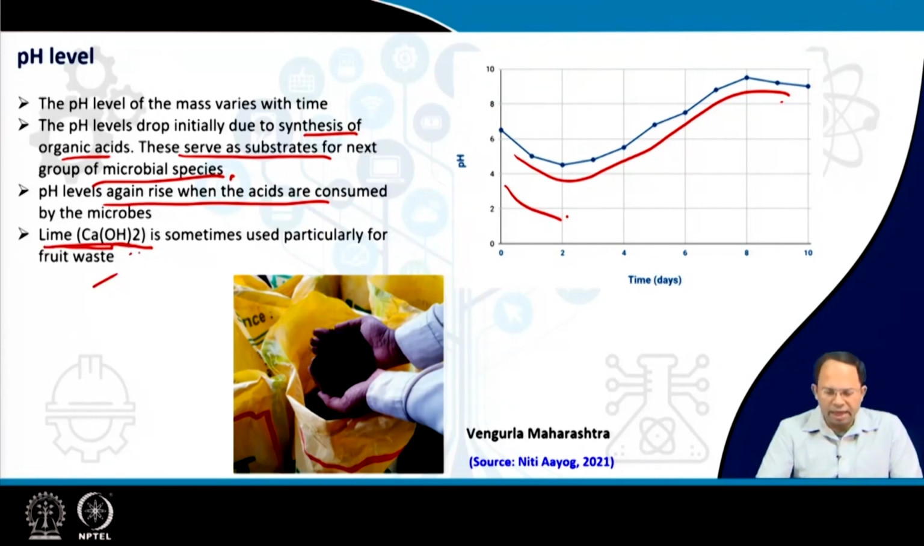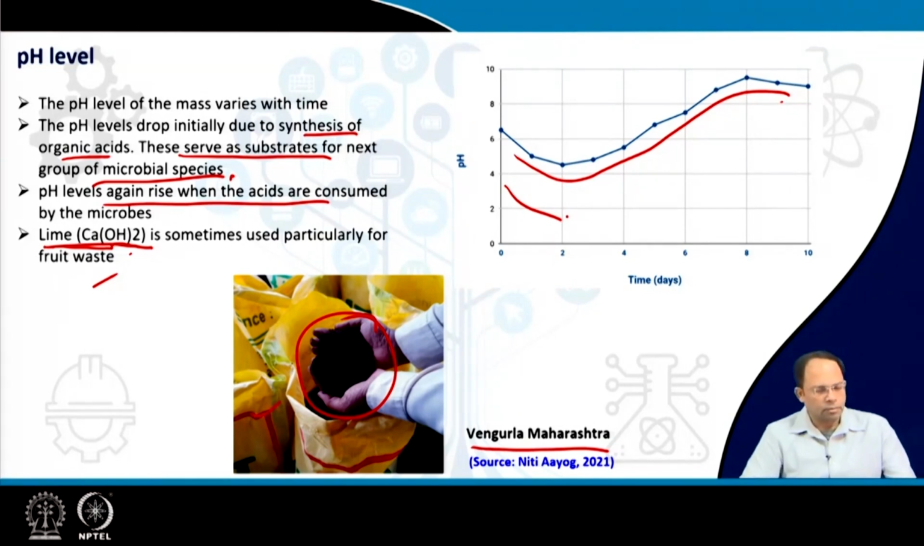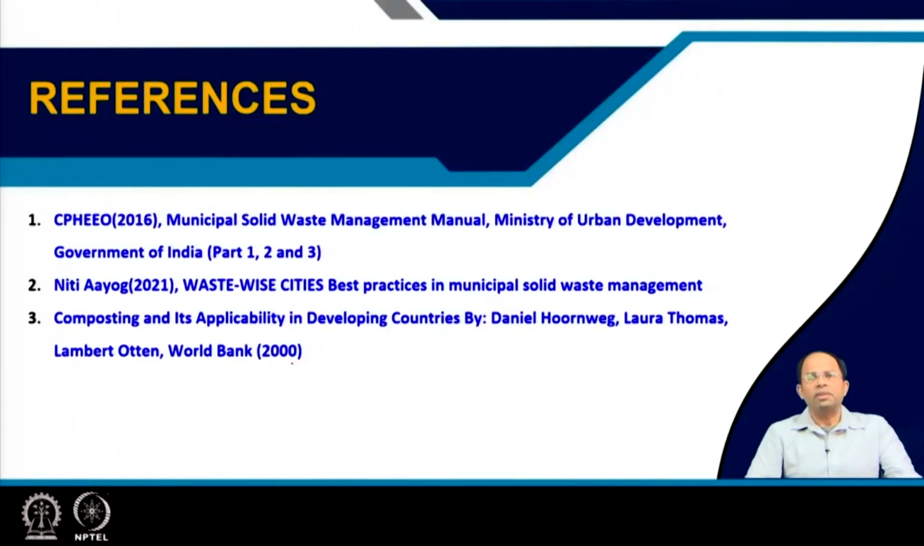And as you can see at the end, this is from Vengurla, Maharashtra. This is how the compost looks. This is how the final compost is produced, and it's bagged and then distributed. So these are some of the references you can study.